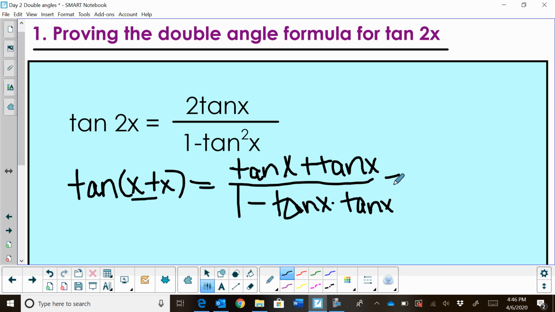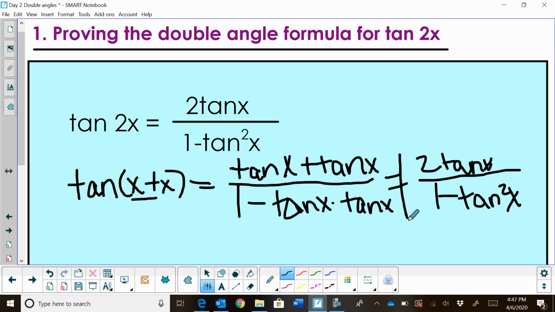So what does that simplify to? Well, tangent plus tangent, that's 2 tangents. And then we have 1 minus tangent times tangent, or 1 minus tangent squared x. There we go. And that is where the identity comes from.